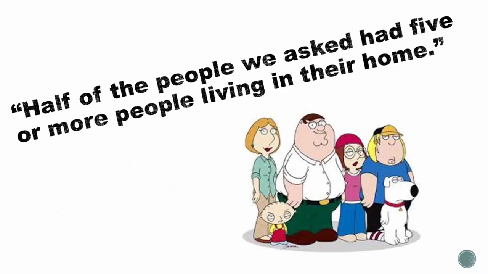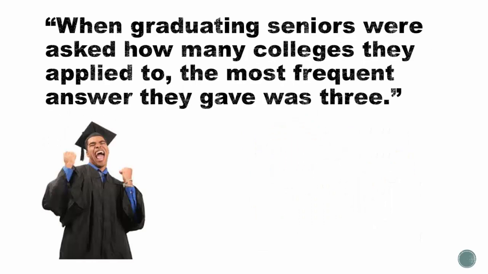Now we're talking about the median, which is the middle, because half had 5 or more people in their home and half did not. When we talk about the number that appears most often, we are using the mode.